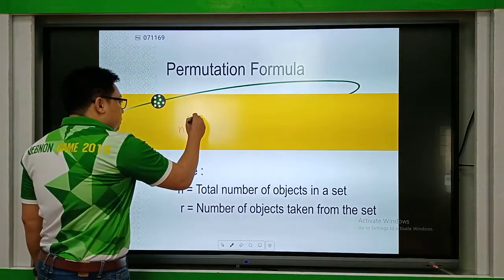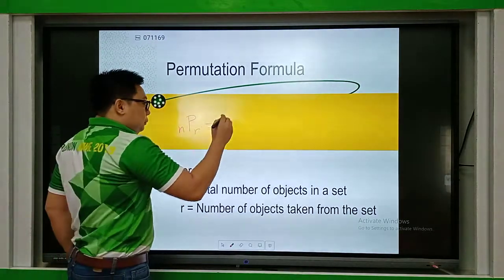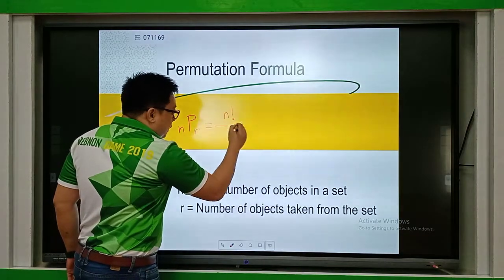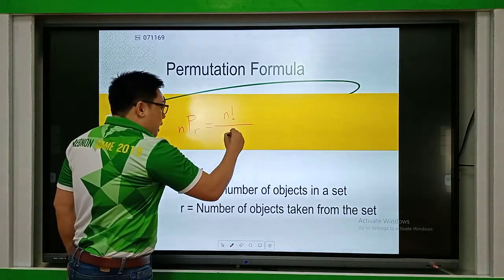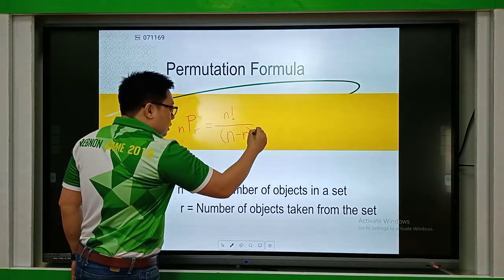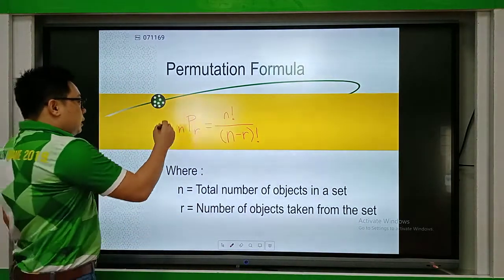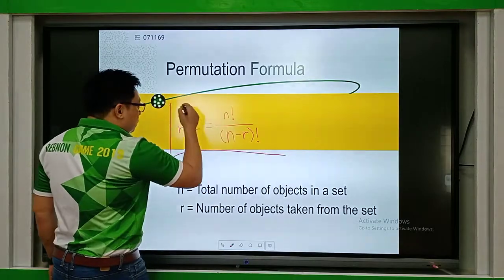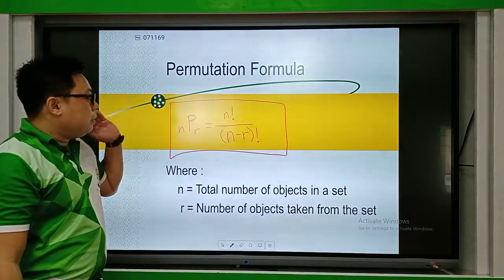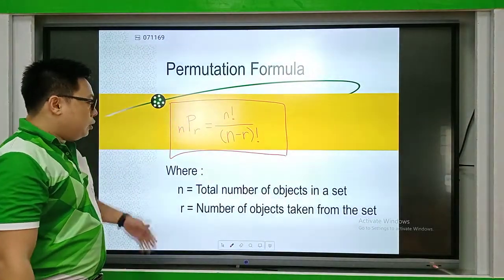nPr is equal to n factorial divided by n minus r factorial. Okay, so this is the permutation formula. Okay, so nPr is equal to n factorial divided by n minus r factorial.